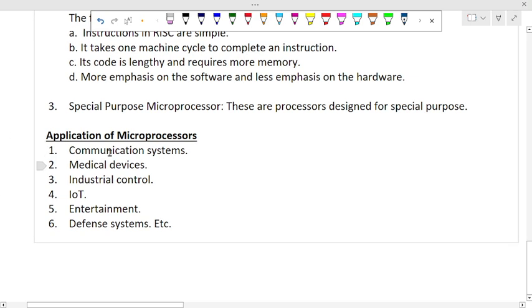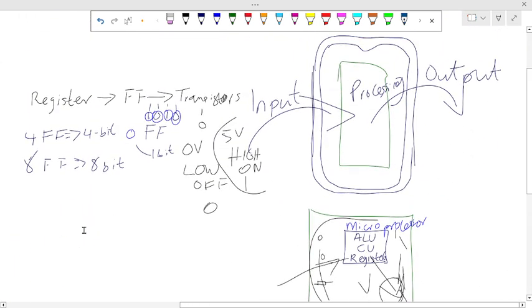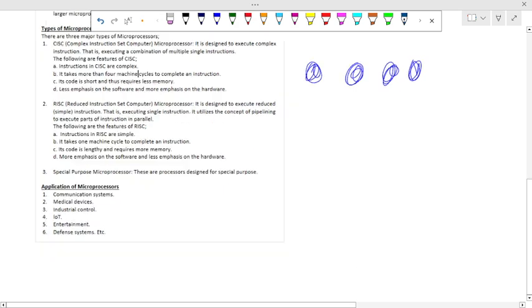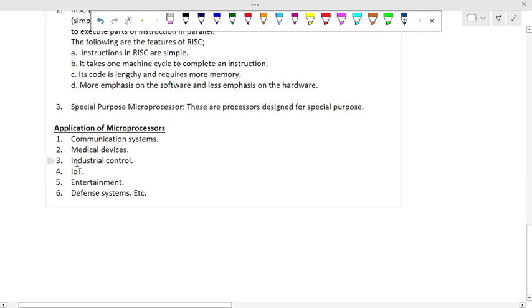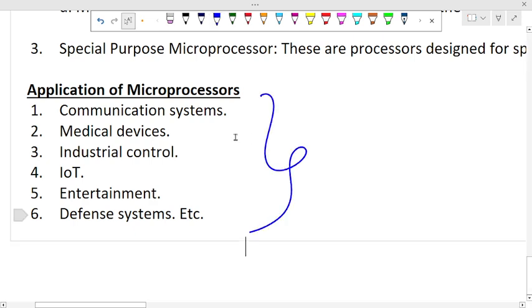And then for applications: communication systems. I used our mobile phone to start this video, and of course that's using communication. Then medical devices, industrial control systems, and Internet of Things, which is IoT, then entertainment, and then defense systems, etc. You can leave in the comment section how the microprocessor is used or applied in these different areas.